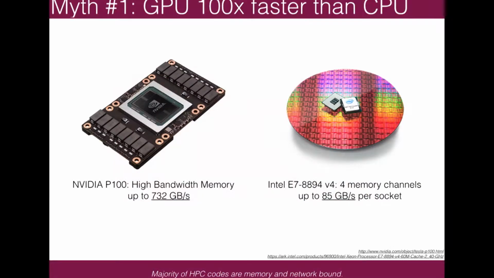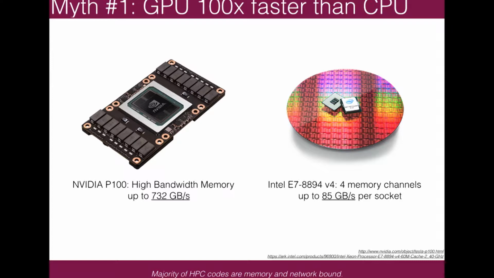Let's do the quick reality check. Myth number one, despite the papers, GPUs are not intrinsically 100 times faster than a CPU. An ideal implementation of a problem on a GPU will not run 100 times faster than an ideal implementation of a problem on a CPU. There are no circumstances under which that is the case.